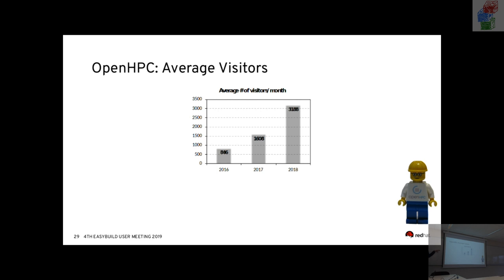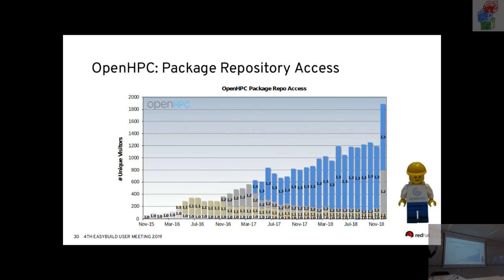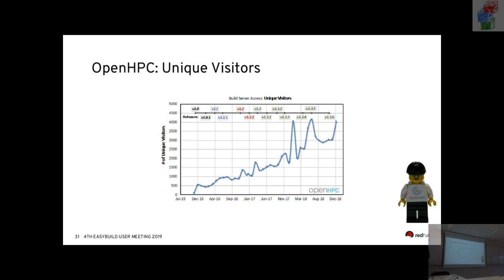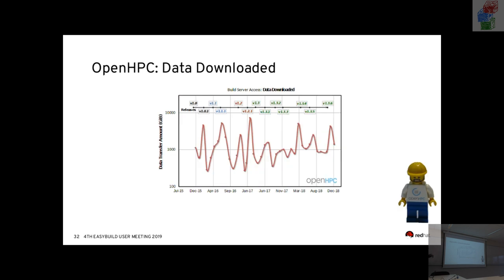Some statistics, how many visitors per month the build system gets. The package repository access we see per month, unique visitors. So you can see they usually switch to the new versions, our users, as soon as there is a new version. Now the latest statistics somehow, a large number of people started using the old release. We are not sure yet why this happens, but more visitor statistics, and this is the data downloaded from our build system.